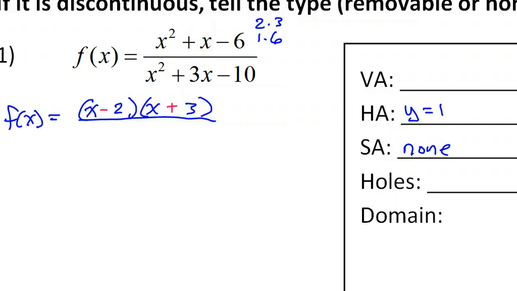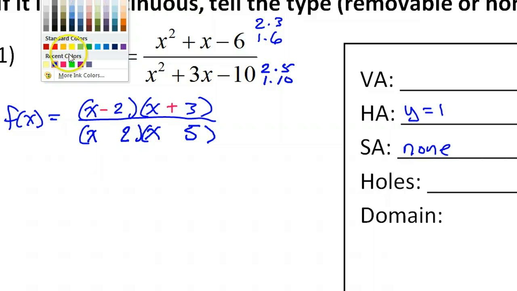Alright, now for the denominator, same type of thing, should be pretty easy. Again, x squared can only be x times x. 10 will either be 2 times 5 or 1 times 10. Looking at the middle, it's probably going to be 2 times 5.